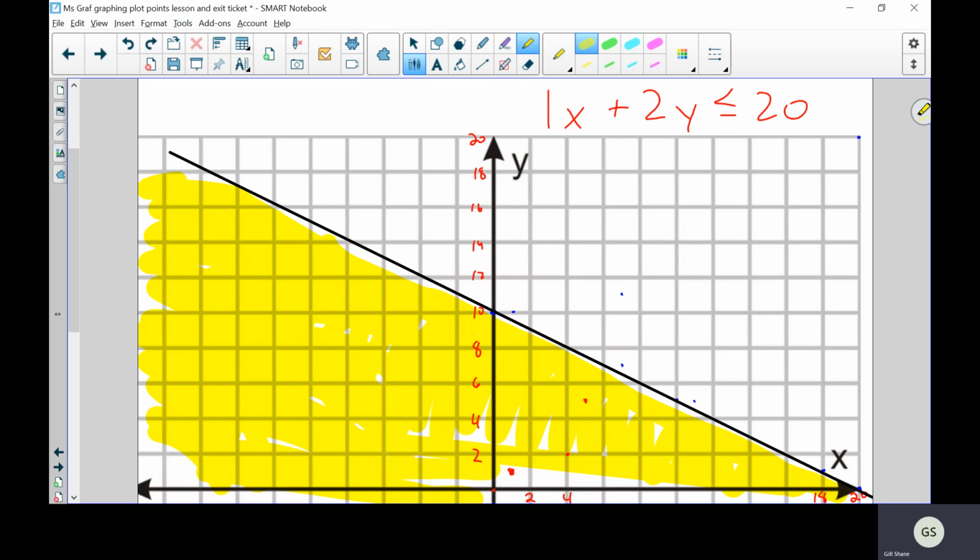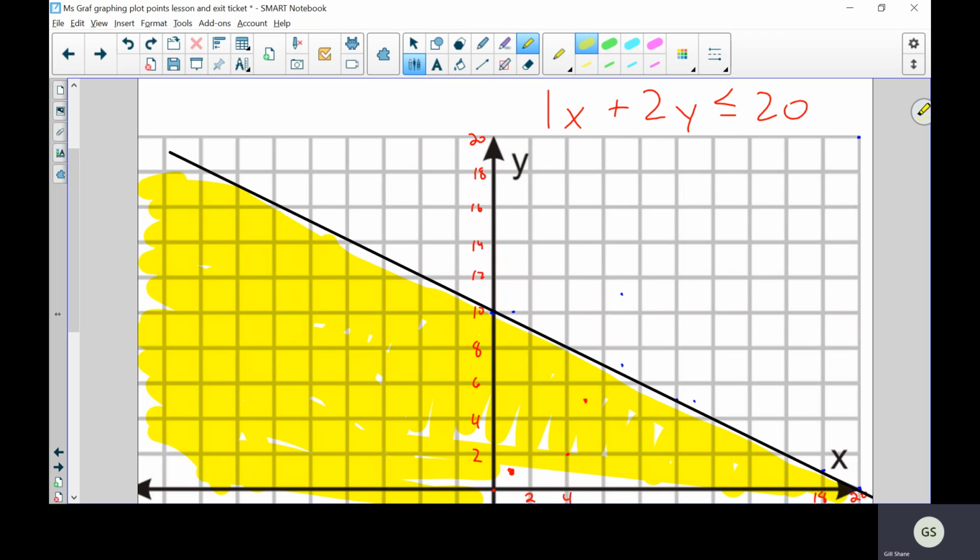Let me ask you this. Are the points on the line a solution? Do the points on the line work? Why do you say no? It's not in the shaded part. So it's not really in the shaded part. So we treat the line separately from the shaded part.